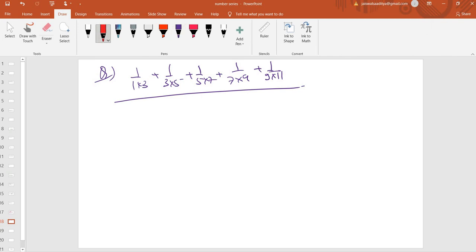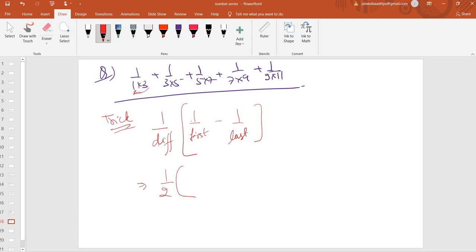So the trick is 1 by difference upon 1 by first minus 1 by last. This is what you have to do. 3 minus 1, 2, the first term is 1 by 1, minus the last term, 1 by 11. 5 by 11 we will get.